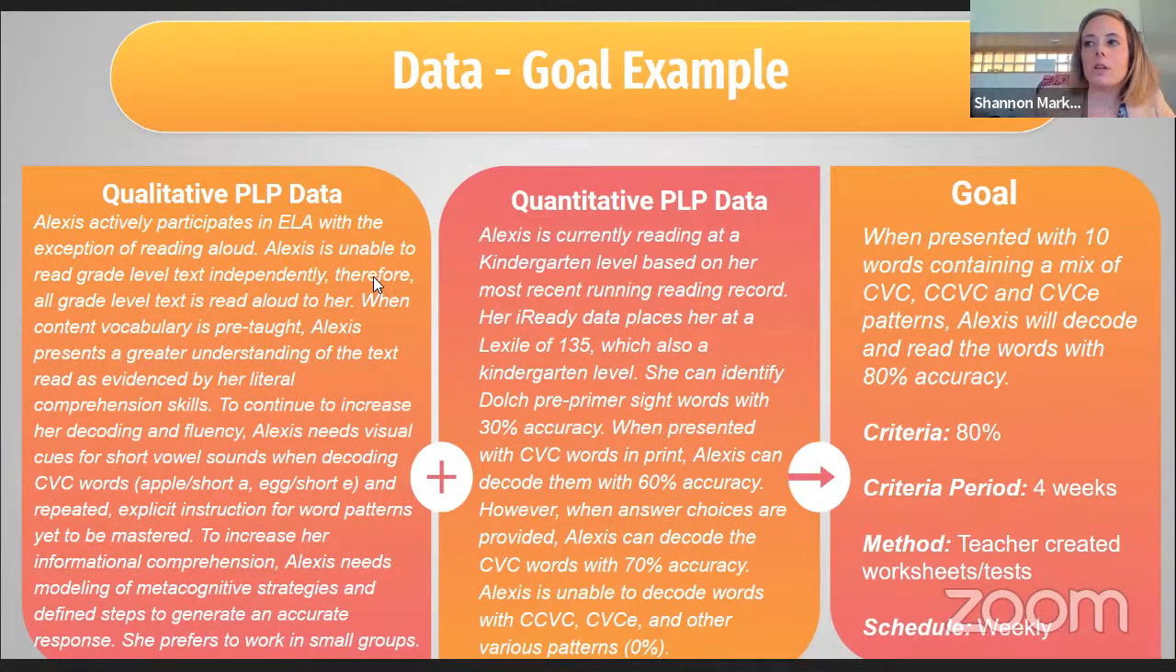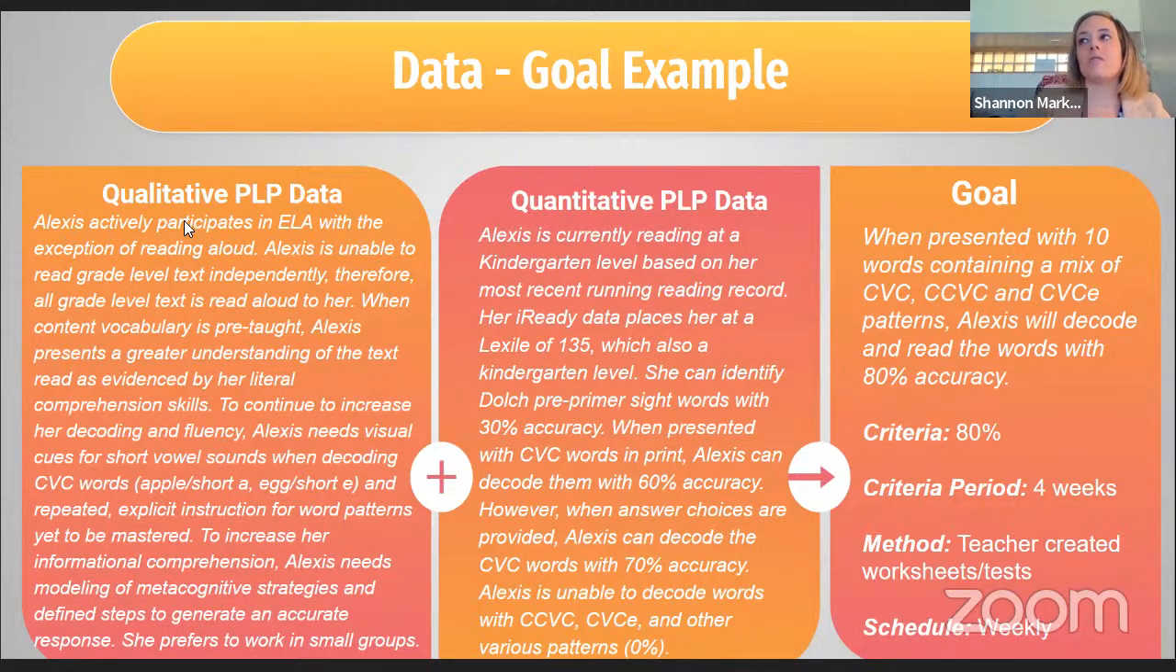So this is an example, an academic-based example around collecting qualitative data and quantitative data. For the purpose of this audience today, I just want to draw attention to this: Alexis is unable to read grade level text independently. Therefore, all grade level text is read out loud to her. That qualitative data point justifies testing accommodations of possibly test read. She is unable to read grade level text, so we know that if she's taking an assessment, it is going to be challenging, if not impossible, for her to answer questions about that text unless it is read out loud.